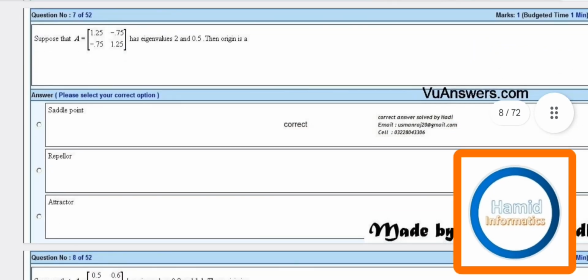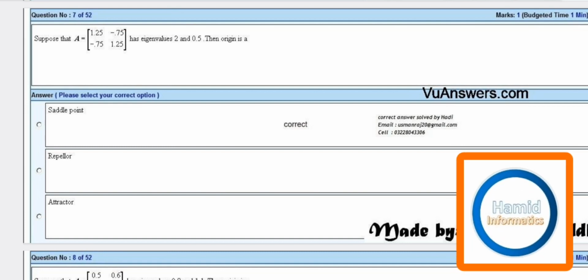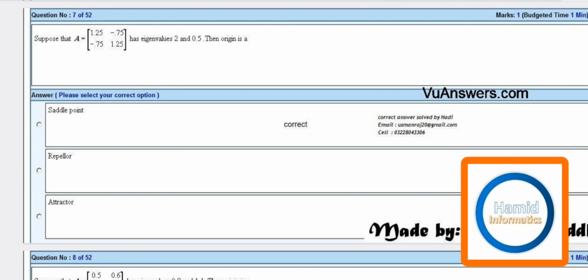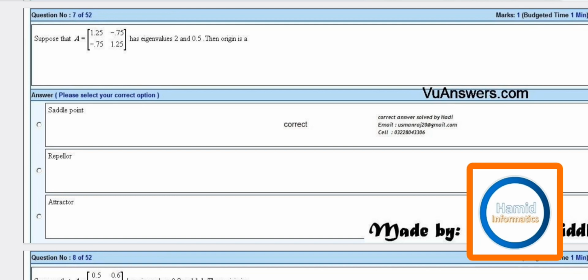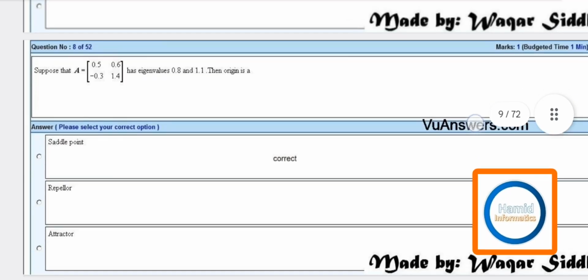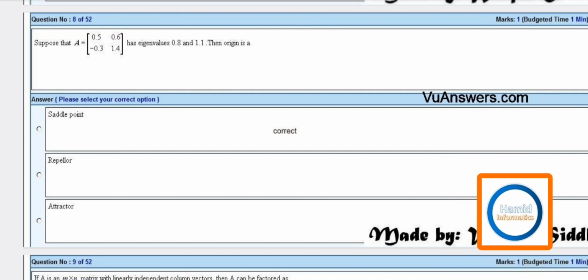Next question is: suppose that A equals [1.25, -0.75; -0.75, 1.25] has eigenvalues 2 and 0.5, then the origin is a saddle point. Next question is: suppose that A equals [0.5, 0.6; -0.3, 1.4] has eigenvalues 0.8 and 1.1, then the origin is a saddle point.